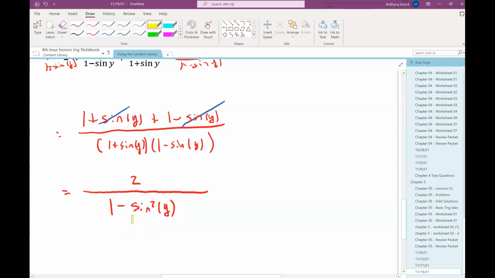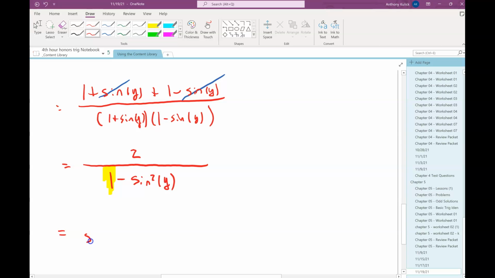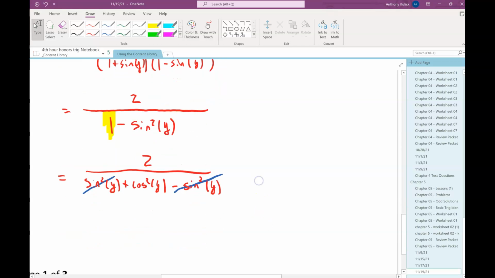When I see addition or subtraction and things squared, I'm going to be looking at the Pythagorean identities. Those are typically the ones that are going to be useful to us. So I see I have a 1 down here, and I know that sine squared plus cosine squared is equal to 1. So I can replace that 1 with sine squared plus cosine squared. Now the denominator still has that minus sine squared, and the numerator still has a 2. But that's great because the positive and negative combine to give us 0. So we're left with 2 over cosine squared.